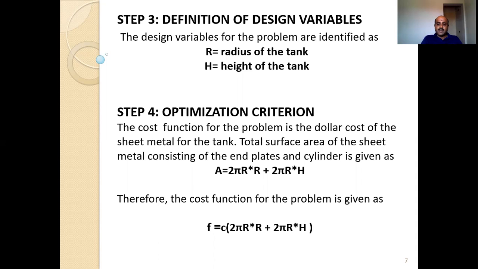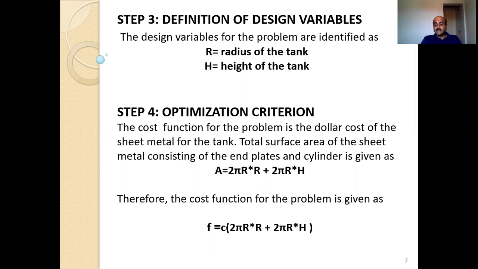Design of a can, same thing. A is equal to the surface area, 2 pi r square plus 2 pi r into h. So if you have noted down the formula for the surface area for the design of a can, this looks similar: pi r square into 2 plus 2 pi r into h. Therefore, the cost function for the problem is given as f is equal to c.